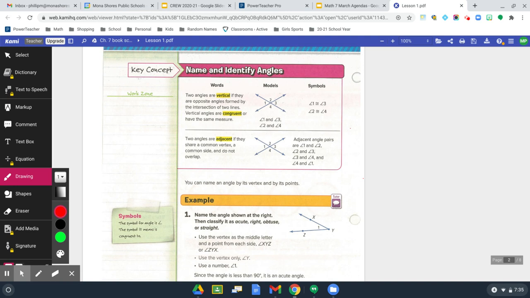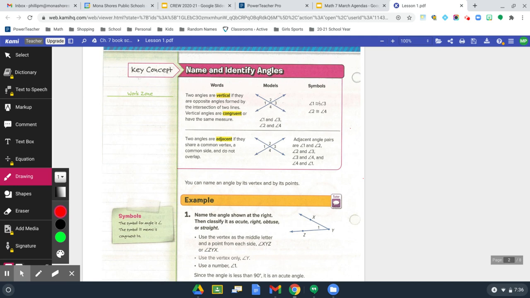mean. So let's just take a peek for a minute at vertical angles that are opposite angles that are formed when you have two lines that intersect. So this model right here that has four angles identified, 1, 2, 3, and 4, we know that they're opposite of each other. So that means angle 1 and directly across from it, angle 3, are vertical to each other. So you see that over here. Angle 1 and angle 3 are vertical.